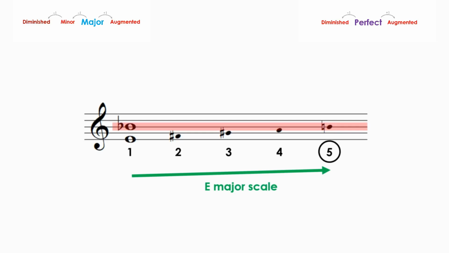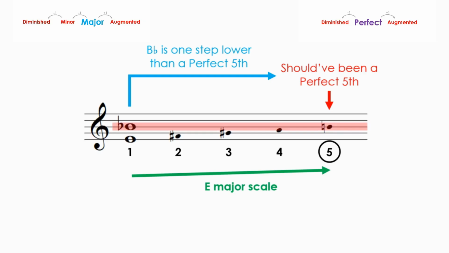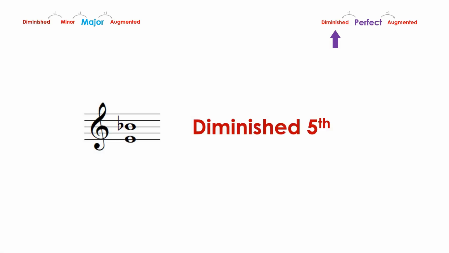In the major scale, this B is supposed to be a B natural. However, in this dyad, it is a B flat. If it was a B natural, then the interval would have been a perfect fifth. But since it is a B flat, which is one step lower than B natural, the quality changes from perfect to diminished. Finally, combining both the number and the quality, the interval formed by this dyad is a diminished fifth.